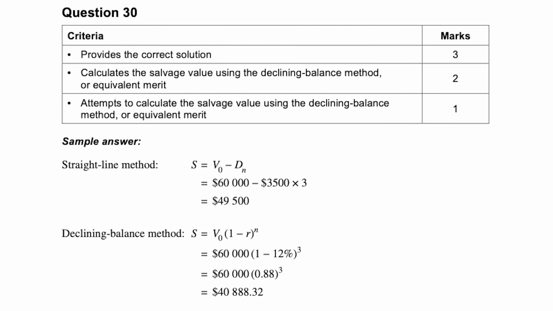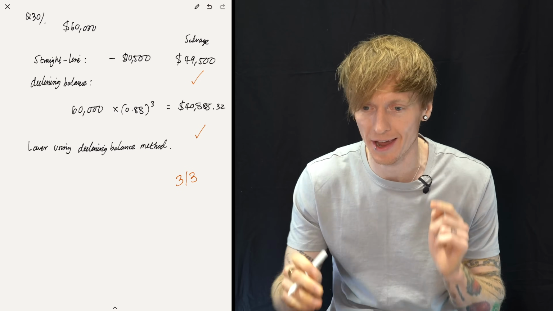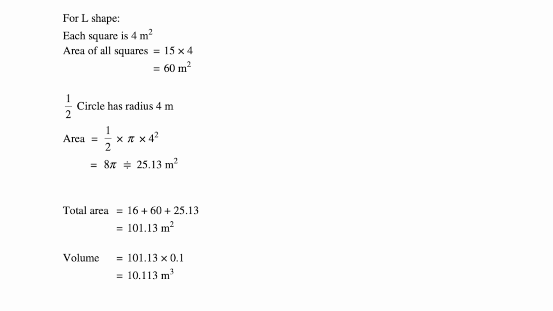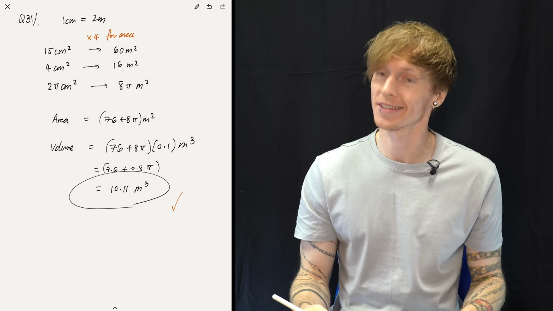Great. Number 30. Nearly there. What are we doing? Straight line method, 49.5, 48.88. Awesome. So it was compound. Good guess, Tom. 3 out of 3, because that's lower. Yep. And then the last one, the gardening. How much mulch do we need? 10.113. Awesome. And that was the final 5 marks.